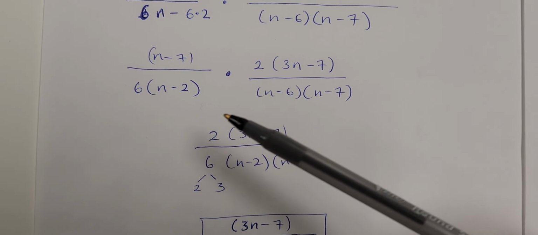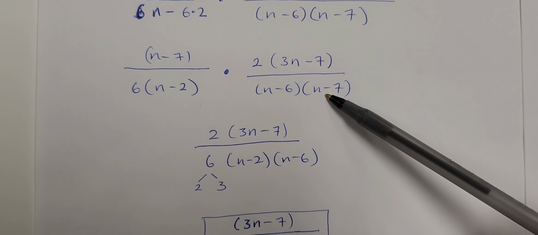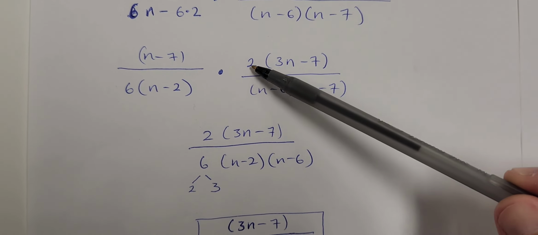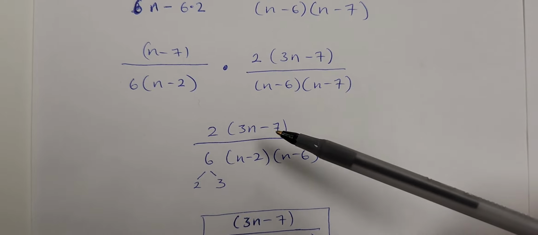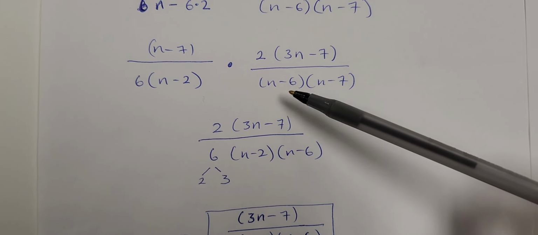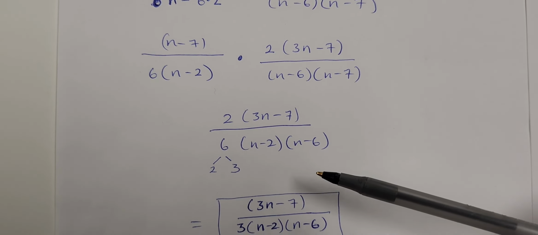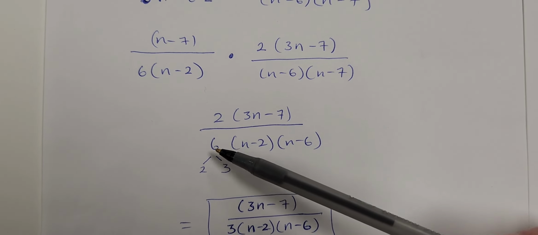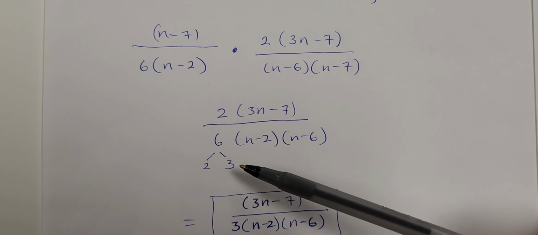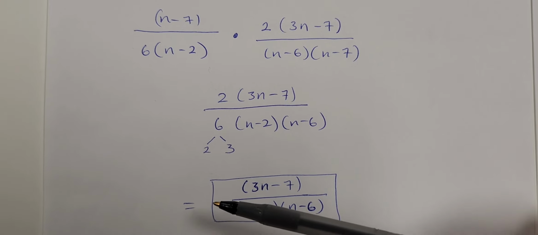So as you can see, this n minus 7 and this n minus 7 go away. All I have left is 2 times 3n minus 7 for the top, and then 6 times n minus 2 times n minus 6 in the bottom. Okay. However, this 6 right here, the factor for 6 is 2 and 3. So this 2 and this 2 can also be canceled out.